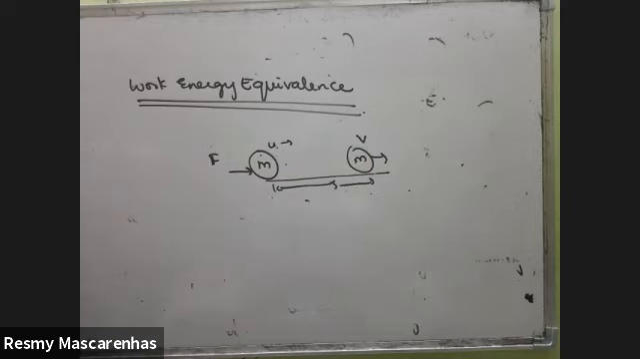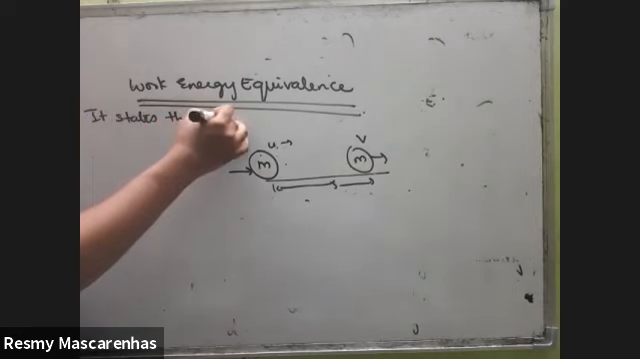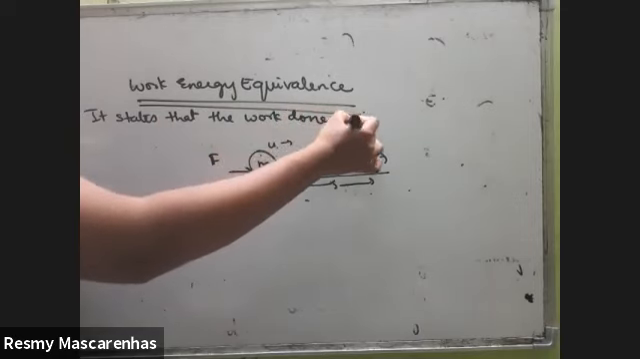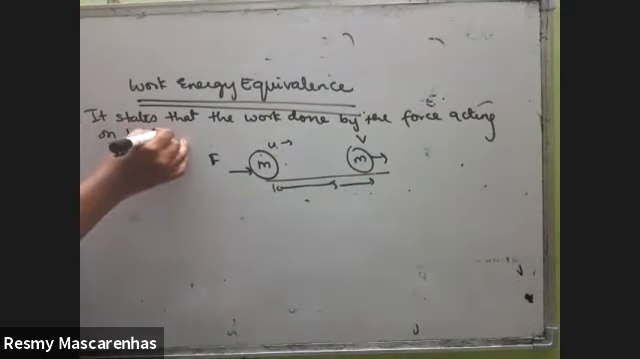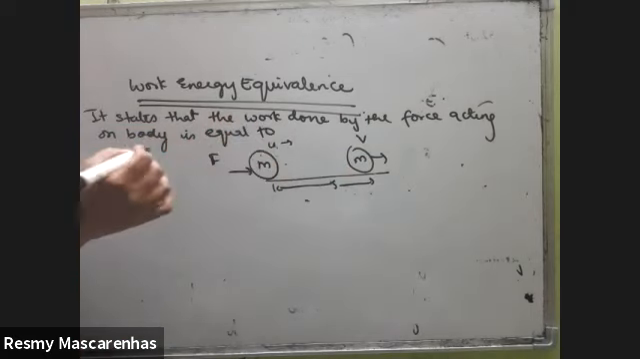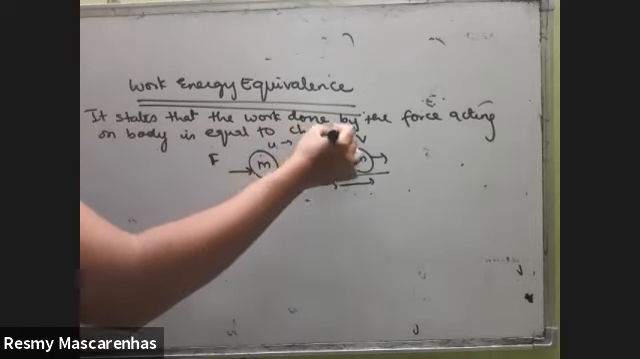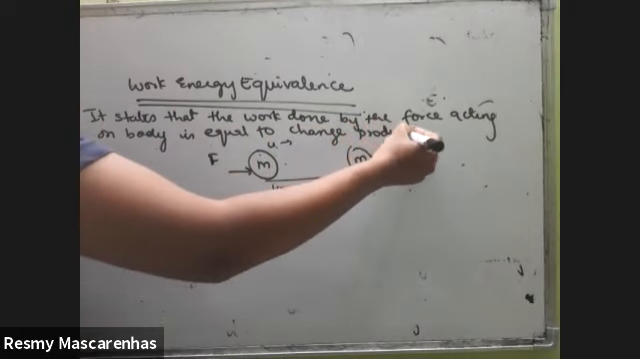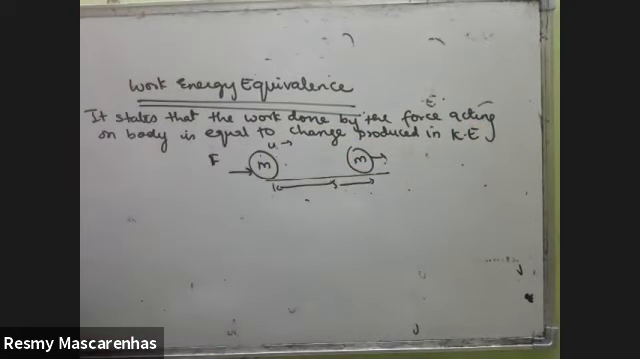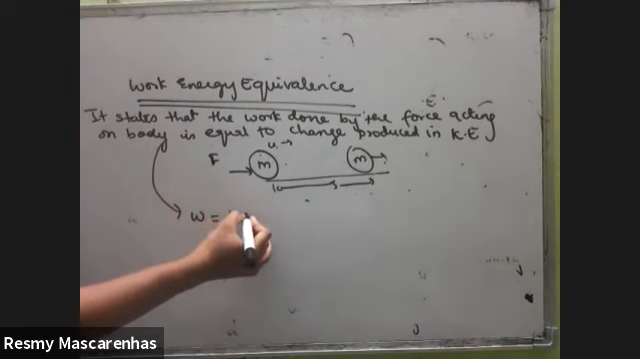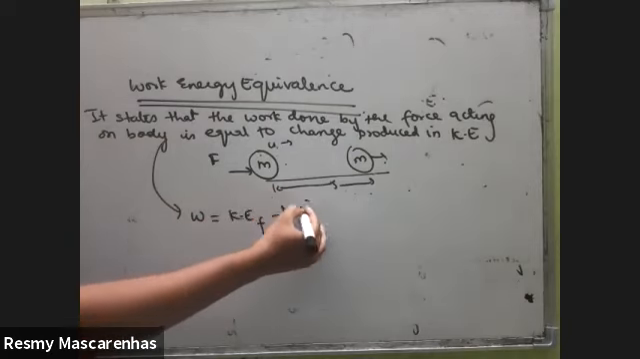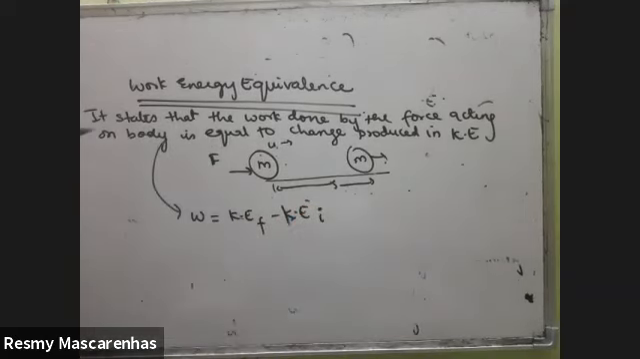So what does work energy equivalence state? It states that the work done by the force acting on the body is equal to the change in the kinetic energy. Basically, as I have already given, work done is nothing but the final minus the initial kinetic energy. This is what it basically means: change in the kinetic energy.